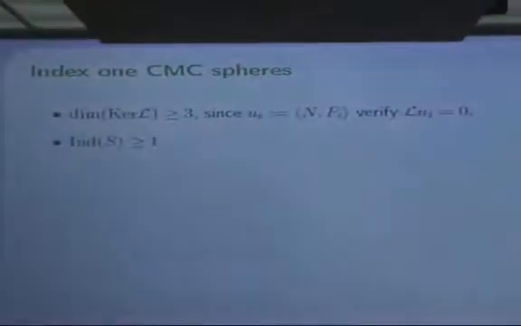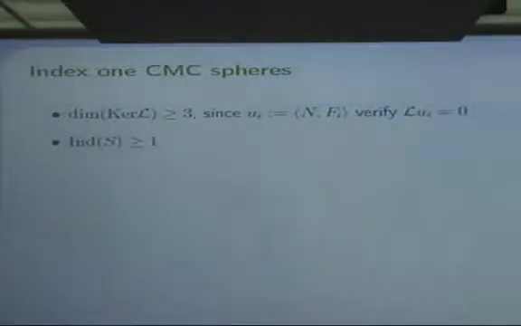At least 3. Why? Because you have 3 linearly independent Killing fields, and the orbits of the Killing fields are non-compact. So a compact surface like a sphere cannot be invariant by any action of these Killing fields. So the dimension of the kernel is at least 3. You could have maybe other Jacobi functions. You don't know. So this gives you that the index of the sphere cannot be 0.